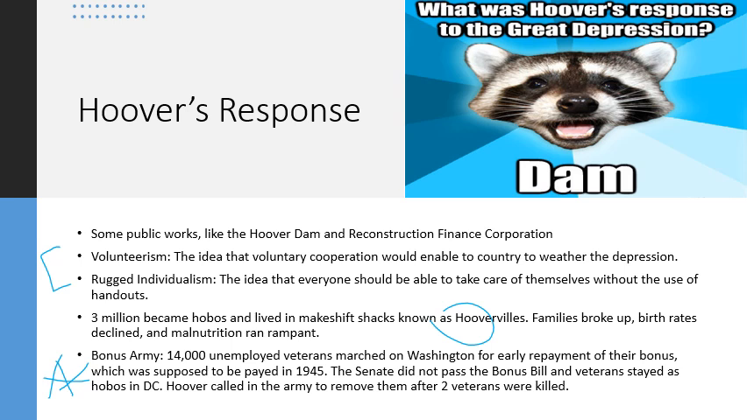And so Hoover is going to call in the Army to remove them. He does this after 2 veterans are killed because tension starts to run high. Things get out of hand. But Hoover ultimately is just seen as kind of a jerk after this point. He is seen as kind of abusing veterans, and that's not what you want when you're running for re-election.